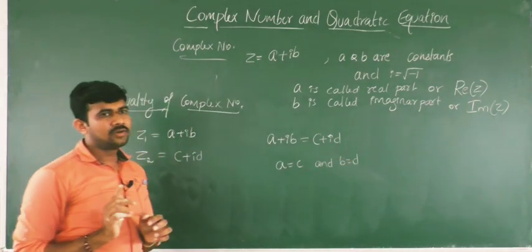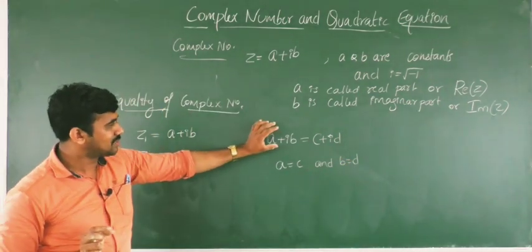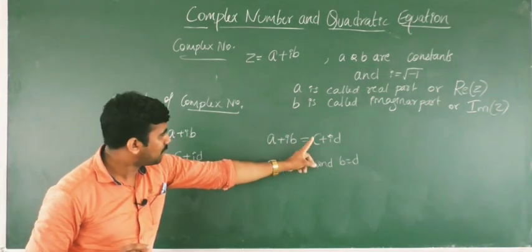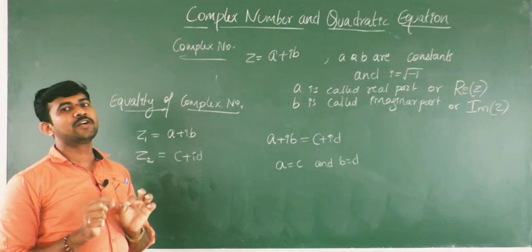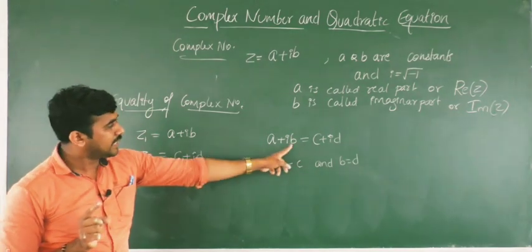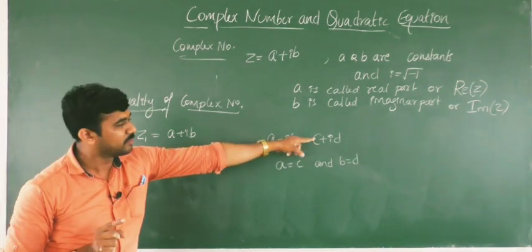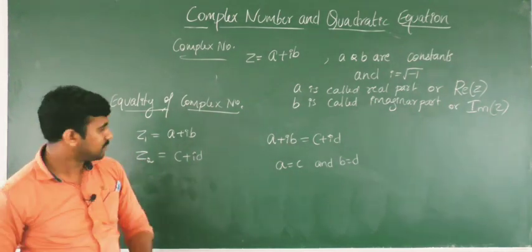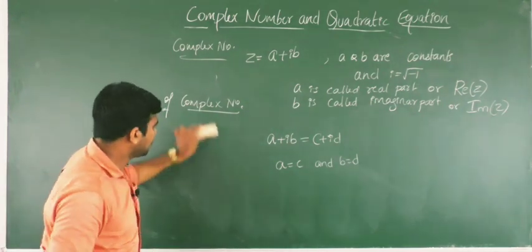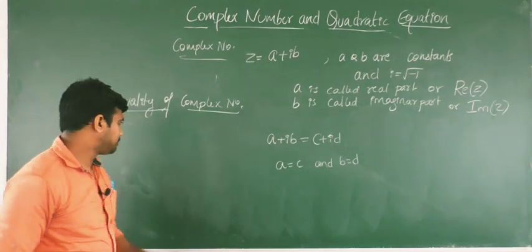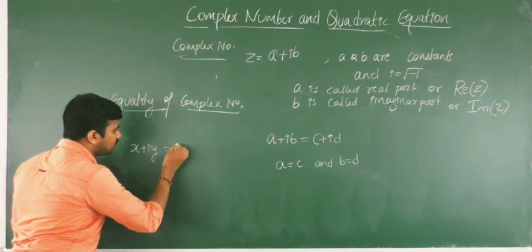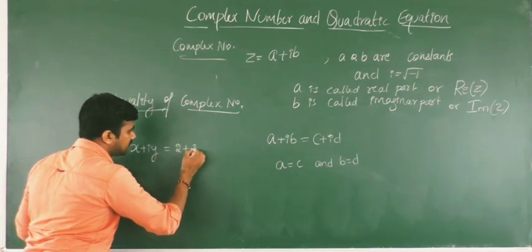So when we say two complex numbers are equal, the real part of the first is equal to the real part of the second, and the imaginary part of the first is equal to the imaginary part of the second. So a = c and b = d. Now, for example, if you consider x + iy = 2 + 3i.